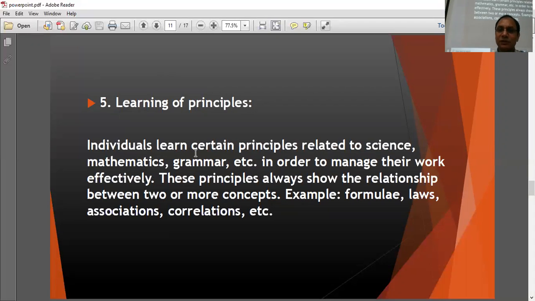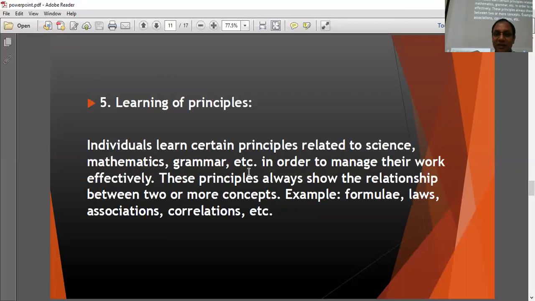Then there are learning principles also, such as principles related to science, mathematics, grammar, language, for example. So mostly we have been talking in present tense or past tense, right? So consciously, where I need to use past tense, I use past tense, and where I need to use present tense, I use present tense. So that is, on my part, I am aware of certain principles of present tense and past tense.